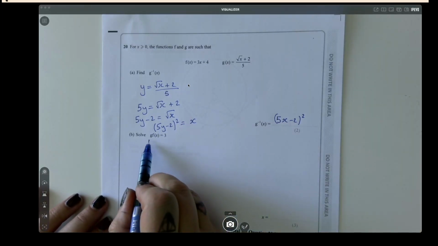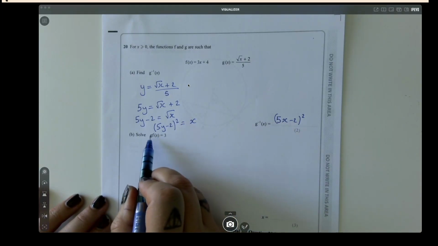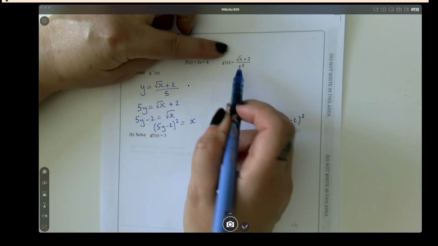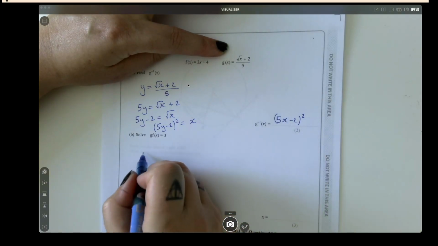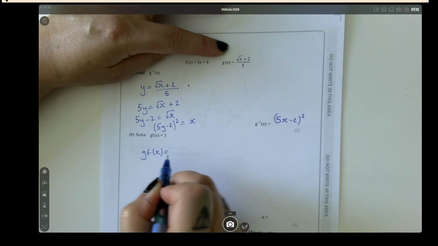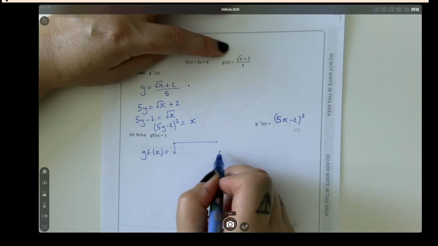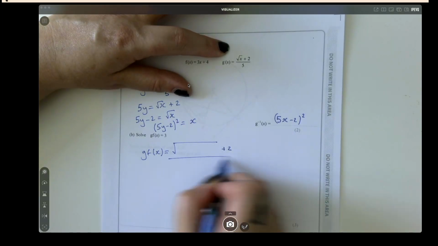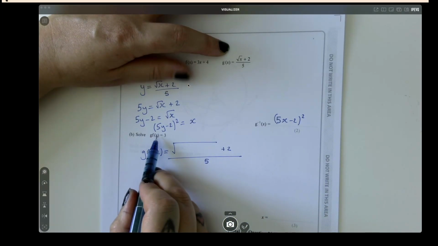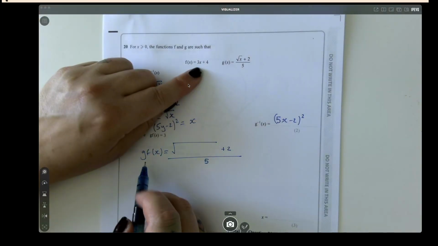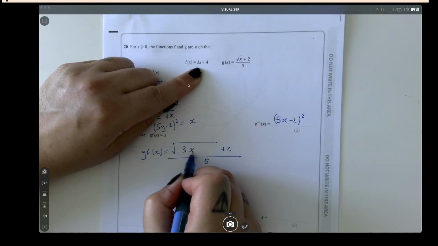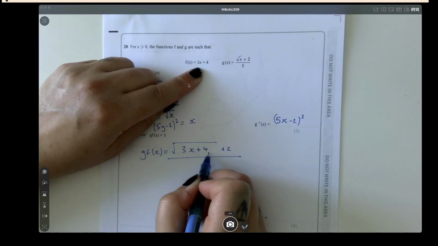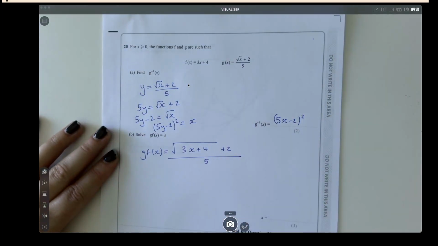Now it says solve g f of x equals 3. So this is a composite function. So I'm substituting the function f into the function g wherever there's an x value. So g f of x is equal to the square root of whatever x is, add 2 all over 5. F of x is being substituted in. This is f of x. So we're going to have the square root of 3x add 4, add 2 all over 5.